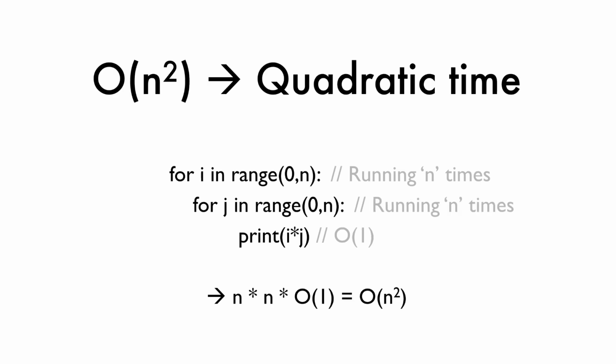Last but not least, let's look at quadratic time, O of n squared. For i in range 0, n, we're going to run that n times. For j in range 0, n, we're running that n times as well. Print i times j. Even though print i times j is O of 1, we're multiplying that by n and then n again. And that's why the Big O of this is O of n squared. That's what basically Big O tells you guys, how fast your algorithm is running and how useful it's going to be when you have large data sets.